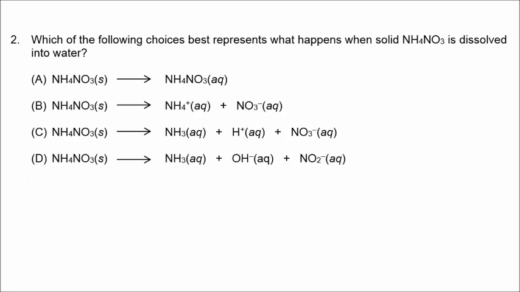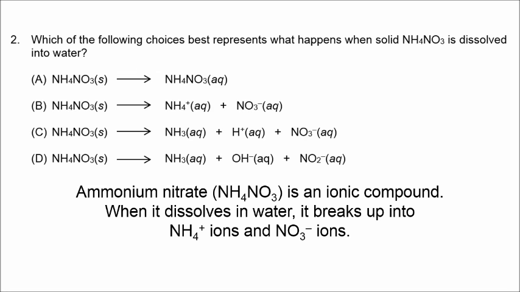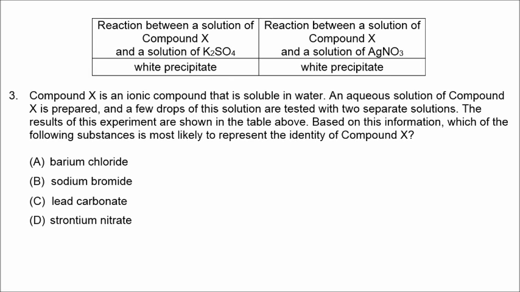Number 2 is asking us to choose a reaction that explains what happens when ammonium nitrate dissolves in water. You should know that ammonium nitrate is an ionic compound, and so when it dissolves in water, it simply breaks up into ammonium ions and nitrate ions. Nothing else is going to happen that's going to form ammonia or anything else, so you're simply going to show the dissociation of ammonium nitrate into the cation ammonium and the anion nitrate. Correct answer is B.